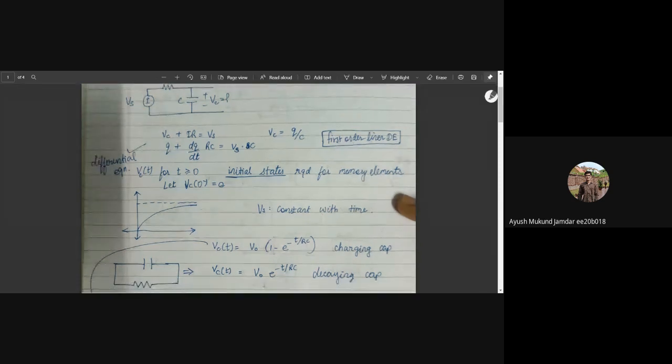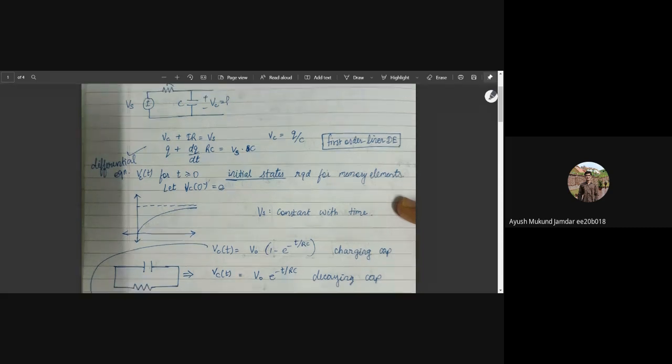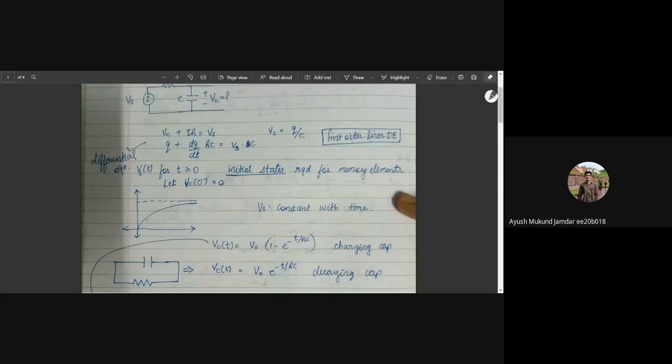Similarly, if we take Vs equals 0, that is there is no source, but the capacitor had initial voltage, let's say V naught. So in this case, the capacitor will be a decaying capacitor circuit. So Vc of t will be equal to V naught times e power minus t by RC.